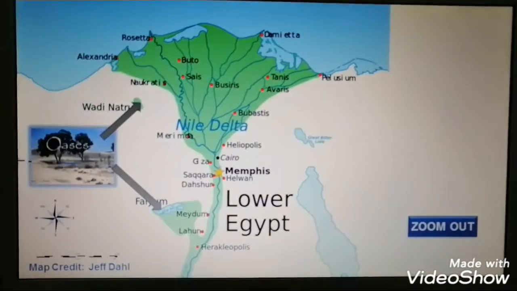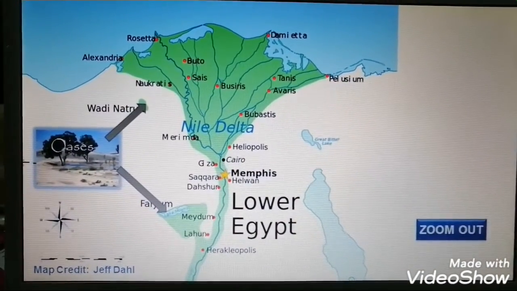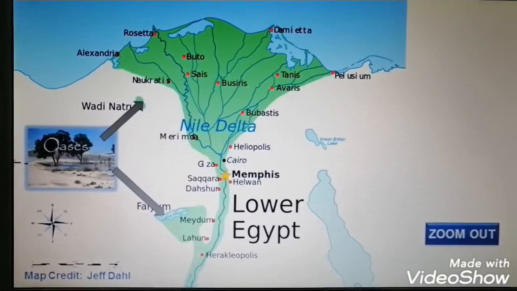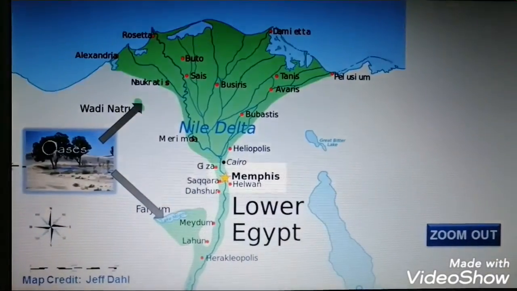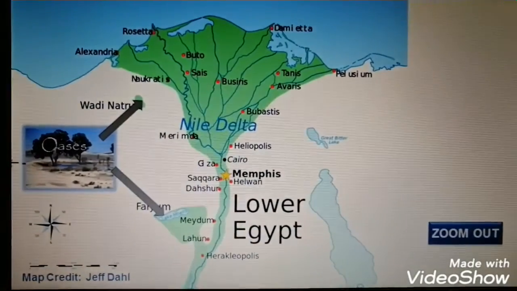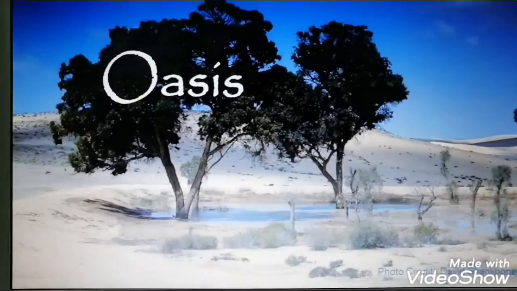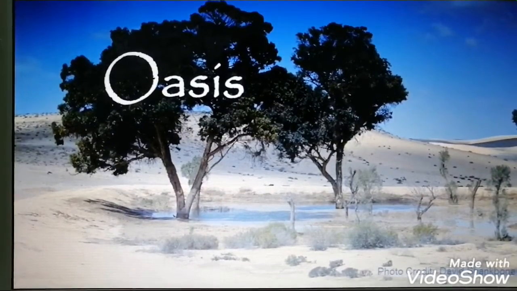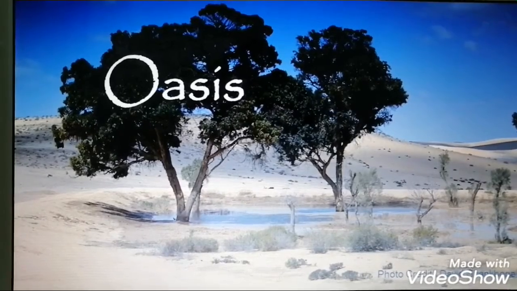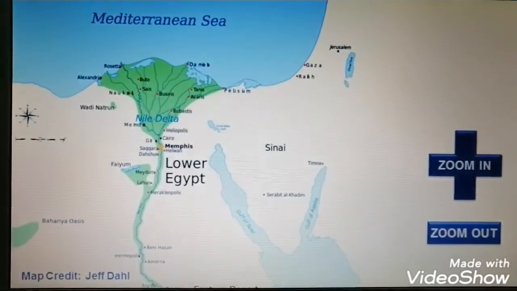Let's go ahead and zoom in on that, and you can see all of this fertile land here. In the Nile Delta, lots of cities in ancient Egypt. You can see also here the city of Memphis, which was the capital of the Old Kingdom. Now, here and there, you see some green spots in the desert. These are oases. An oasis looks like this. It's a small pond or lake, in some cases a rather large pond or lake in the middle of the desert. So this is Lower Egypt.